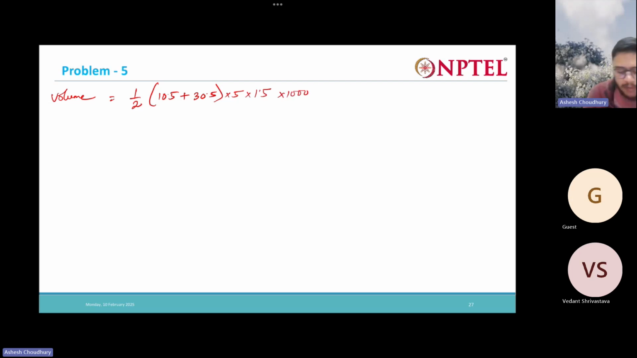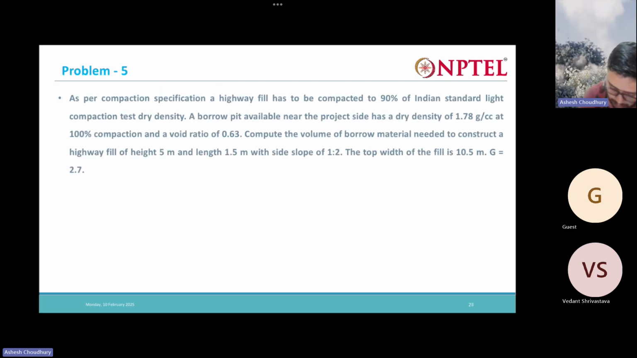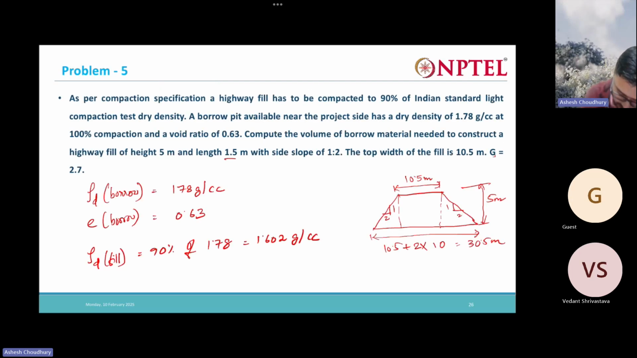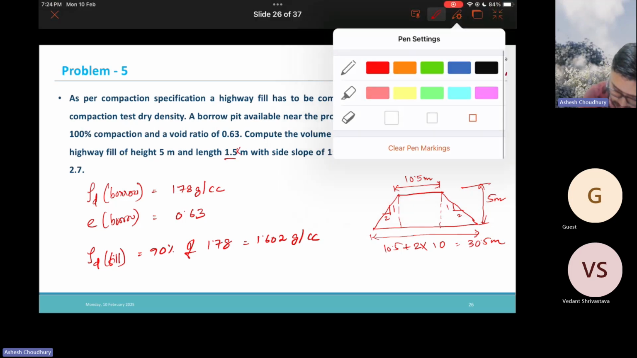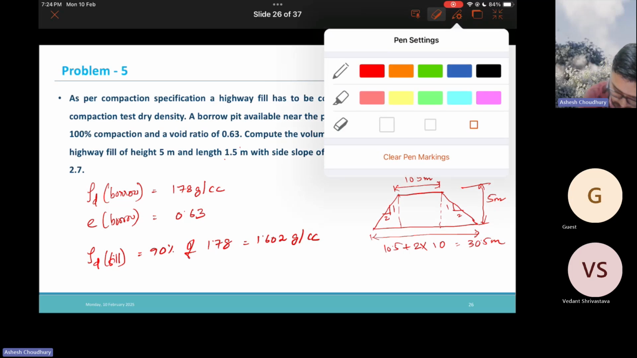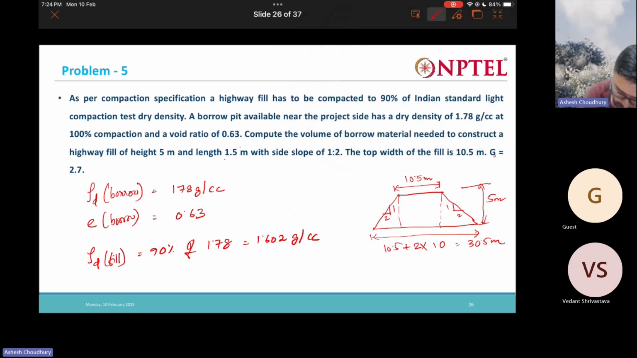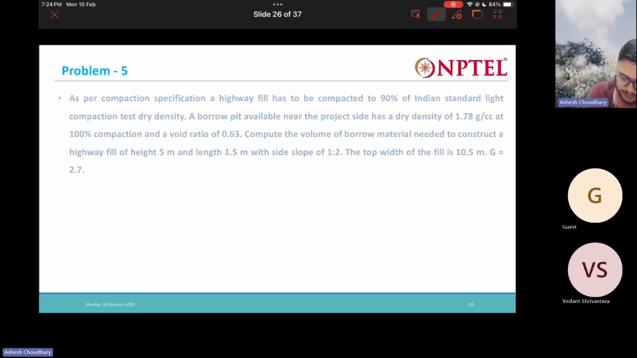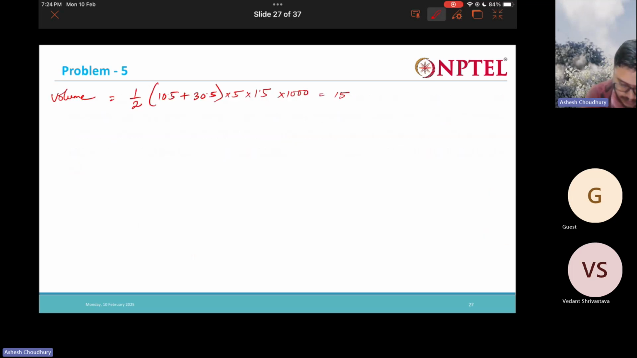Half into sum of the parallel sides into height into the length. So this I am calculating in meter cube. One more thing, this is 1.5 kilometer, not meter. Kilometer, that's why I'm multiplying by 1000.